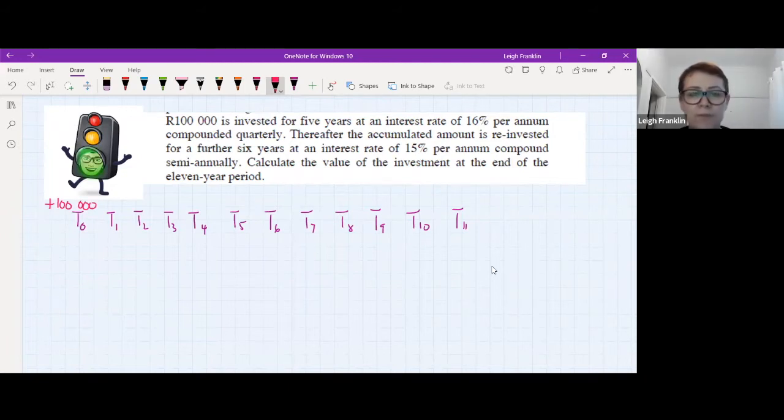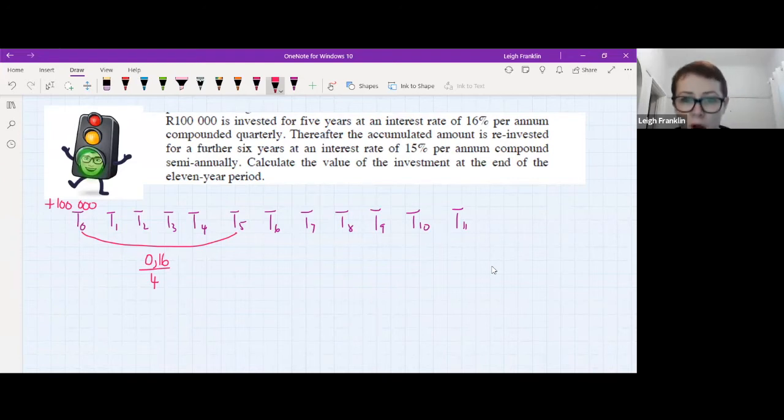The interest rate for the first 5 years, so 1, 2, 3, 4, 5, is 16% per annum compounded quarterly. So we write that as 0,16, because it's 16 divided by 100. Compounded quarterly means we've got to divide it by 4.